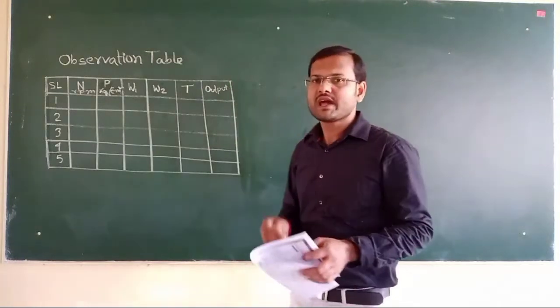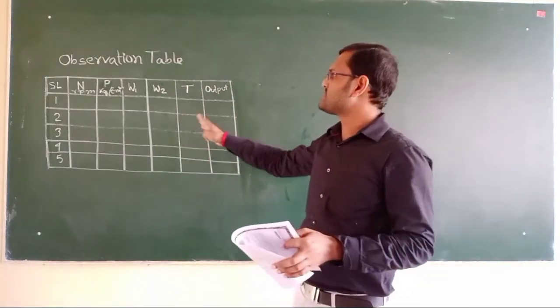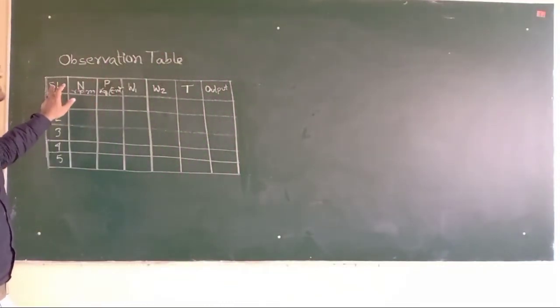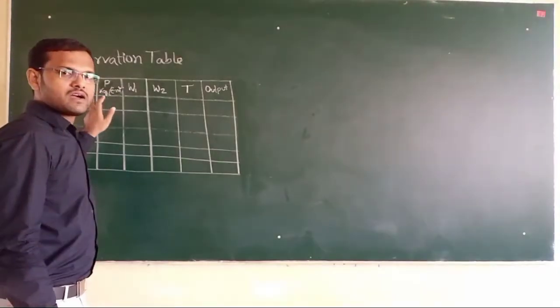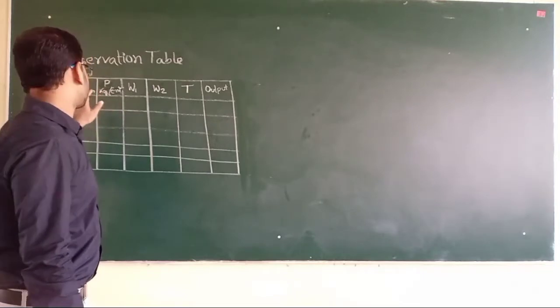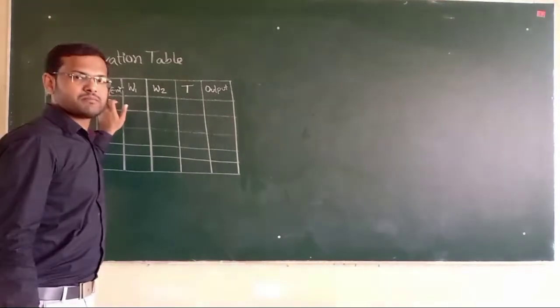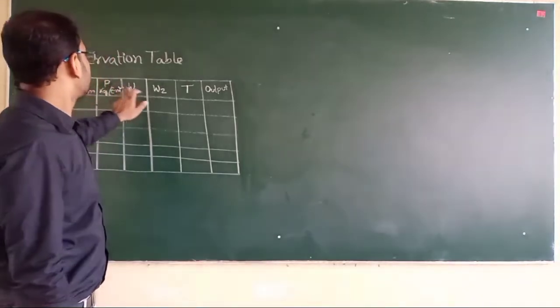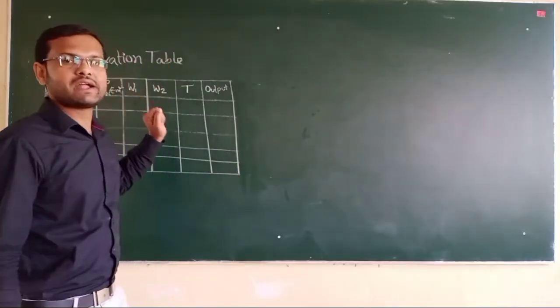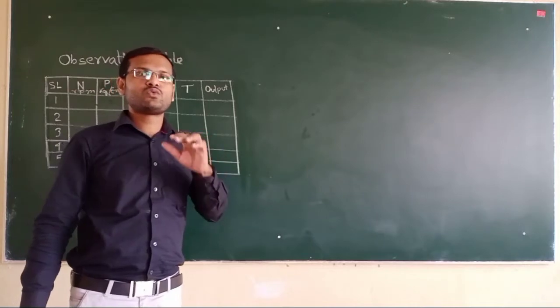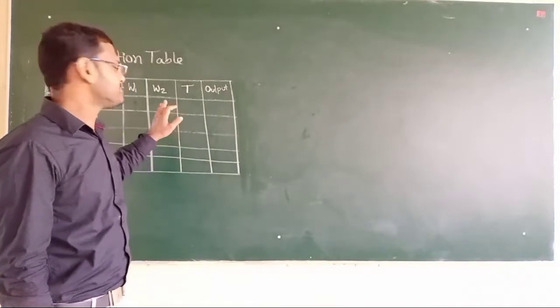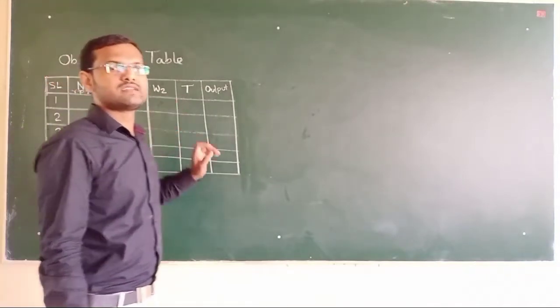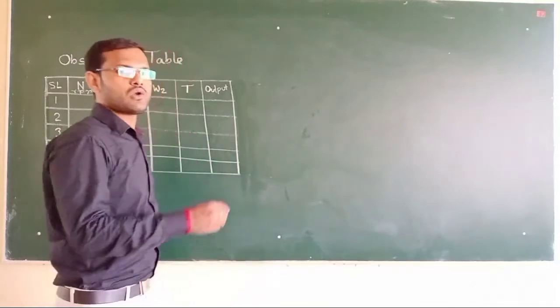All data properly, and you need to put this observation table. First one is serial number, and N for speed of the main shaft in RPM. Then next one is P, for pressure gauge reading. Then W1 is applied load, which load we apply during this experiment. Then W2 is the dead weight, which is always 0.